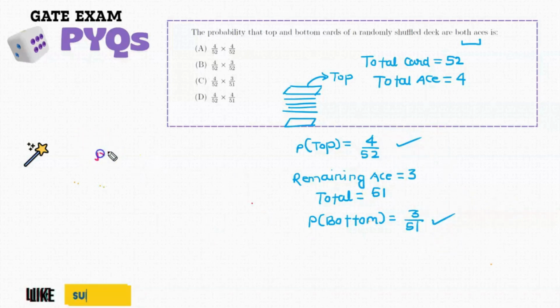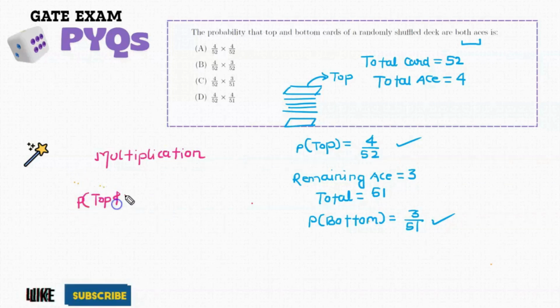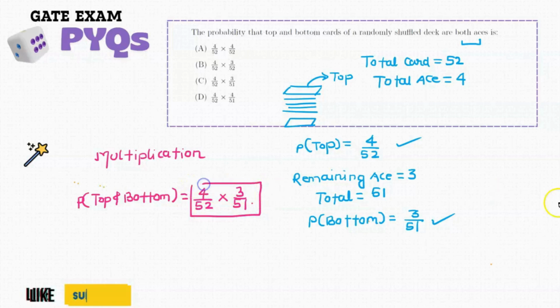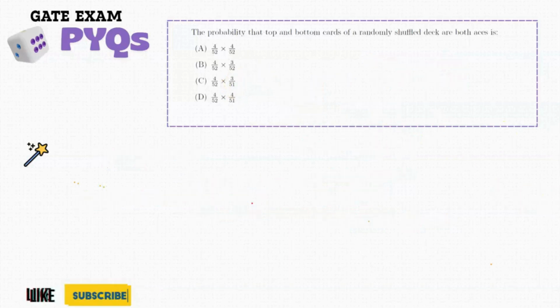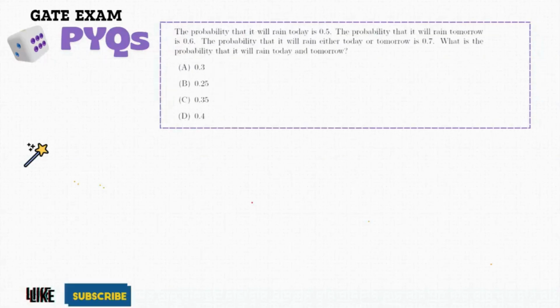So what we will use is called the multiplication rule, correct? So from this we will get the required probability that the top and the bottom card are ace. It will be 4 over 52 times 3 over 51. This is the required answer. So the correct option is going to be option C. Now moving to the next question.